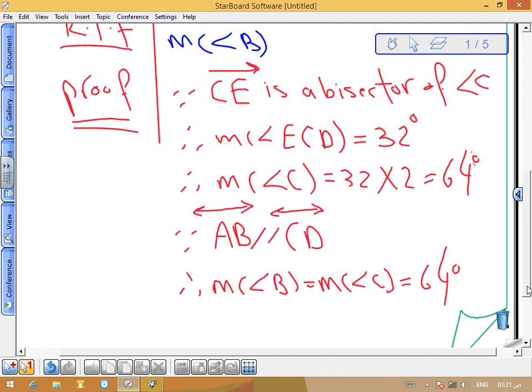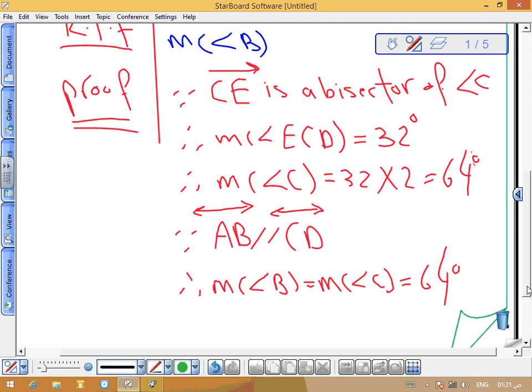We write the proof or the steps of answer like that. Since AB is parallel to CD, since CE is a bisector of angle C, therefore measure of angle ECD equals 32 degrees. And I told you this symbol is called since, and this symbol is called therefore.